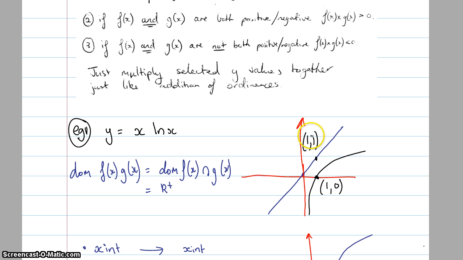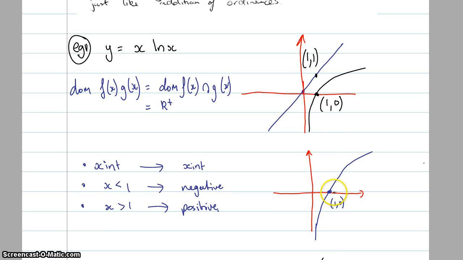0 multiplied by 1 is always going to be 0. So on my new graph, I'll go down a little bit, it's going to go through that same point of (1, 0).